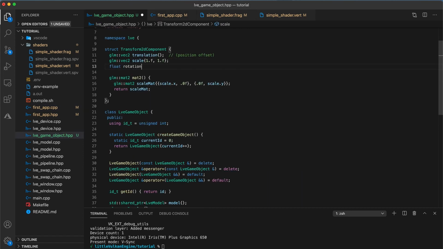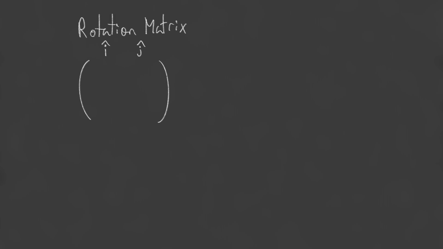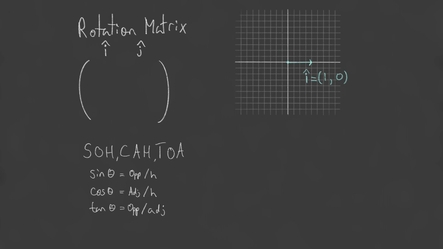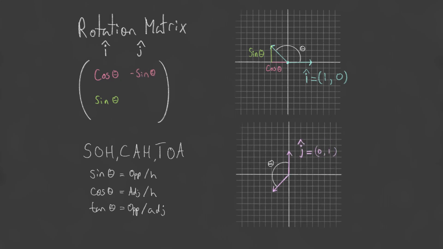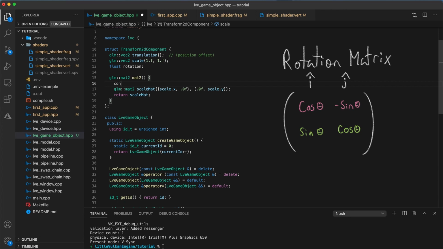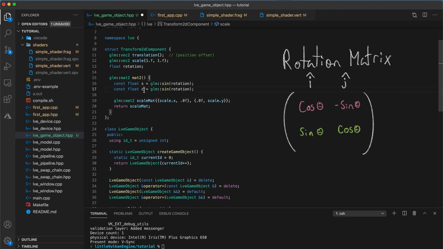So back in the gameObj file, add a float rotation field to the transform2d component struct. The form of its transformation matrix is a bit more complicated to understand, but again the intuition is just to consider where the first column takes i and the second column takes j. If you bust out some high school trigonometry, we can use sine theta equals opposite over hypotenuse and cos theta equals adjacent over hypotenuse to calculate the ending positions of the i and j basis vectors for any rotation angle. A rotation will not change the length of the i and j vectors, so the length of the hypotenuse must always be 1. So add const float s equals glm sine rotation, and const float c equals glm cos rotation.